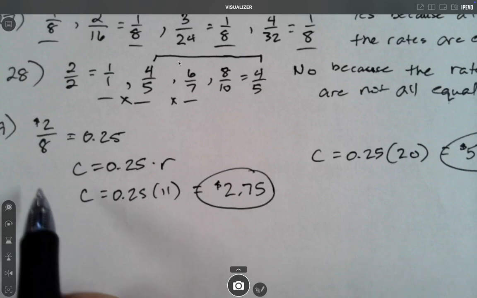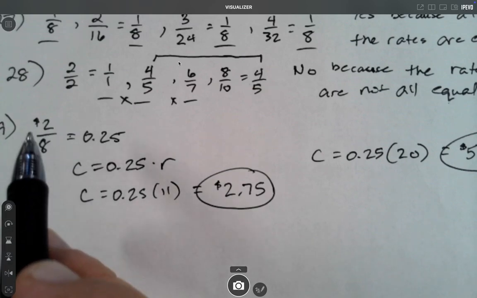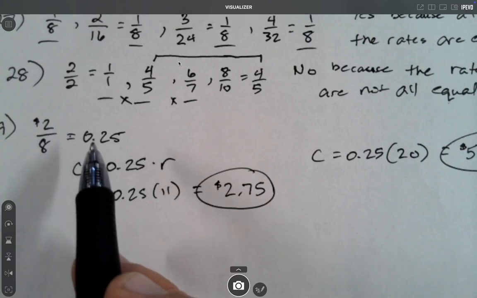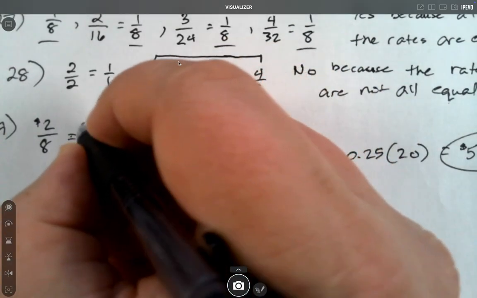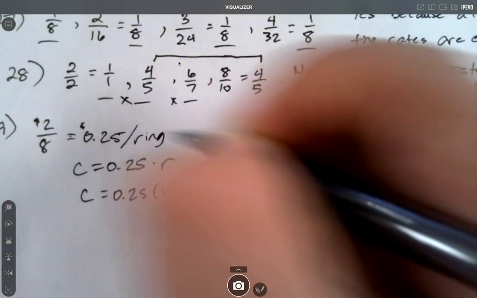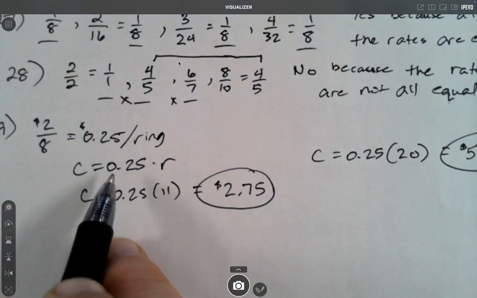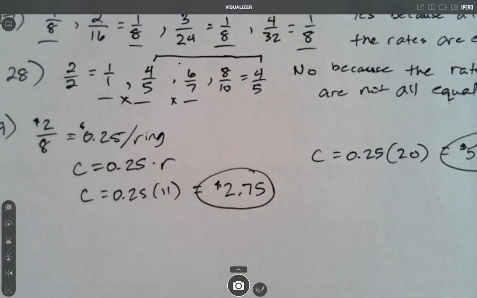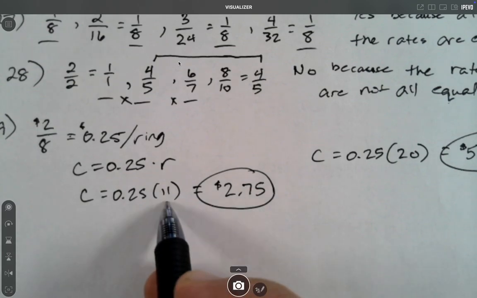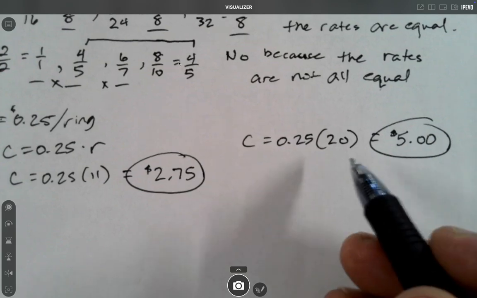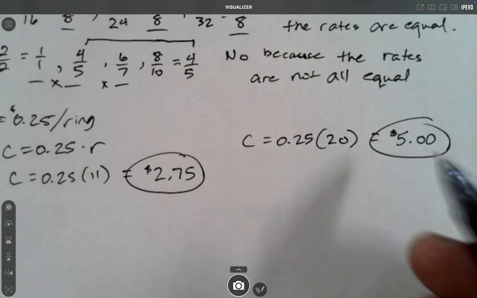So we use this first piece of information to figure out that if it's $2 for 8 rings, we can divide that and see that it's 25 cents per ring. That allowed us to make this equation. The cost is 25 cents times the number of rings you get. So if we want 11 rings, we multiply by 0.25 and get $2.75. If we want 20 rings, we multiply by 0.25 and get $5.